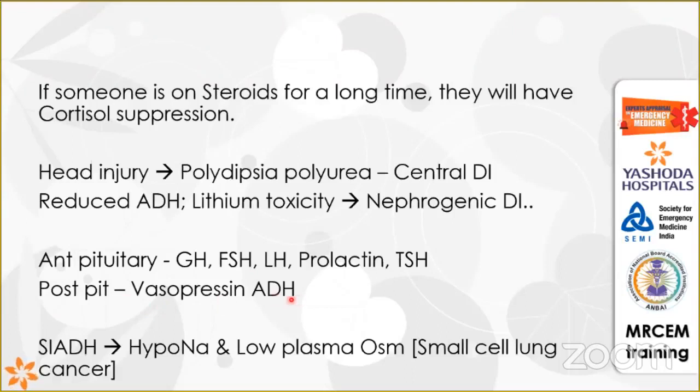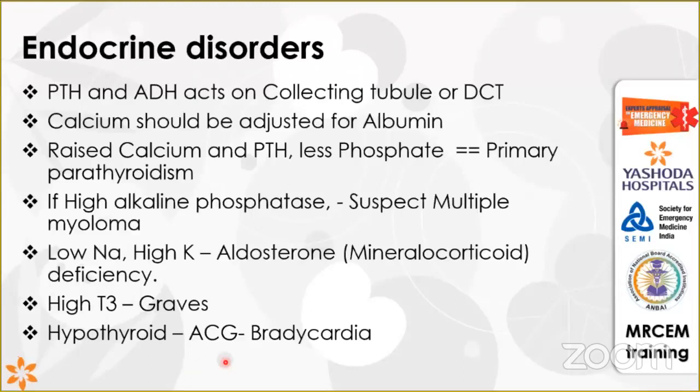So endocrine disorders, PTH and ADH, both act on the collecting duct tubule or distal convoluted tubule. If DCT is there in the options, choose that. Otherwise, collecting tubule can be chosen. So calcium should be adjusted for albumin. Whenever you measure serum calcium, you have to adjust it for albumin, corrected calcium.